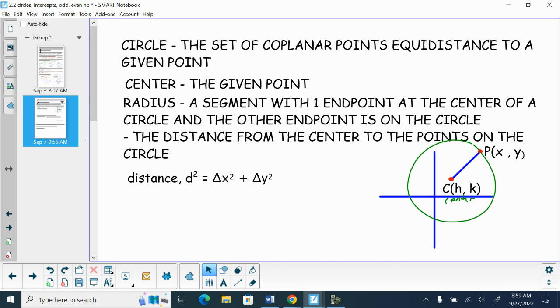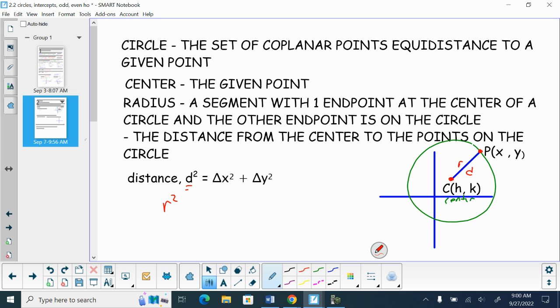And going back to our definition of what a circle is, a set of coplanar points that are equal distance to a given point. Well, what we talked about yesterday is a distance formula, how we can find the distance on a plane between two distinct points. We take delta x squared plus delta y squared is equal to d squared. Once again, we're using our good old buddy Pythagoras to formulate this distance formula. So my distance is also our radius. That distance from the center point to a point on the circle, that is the radius.